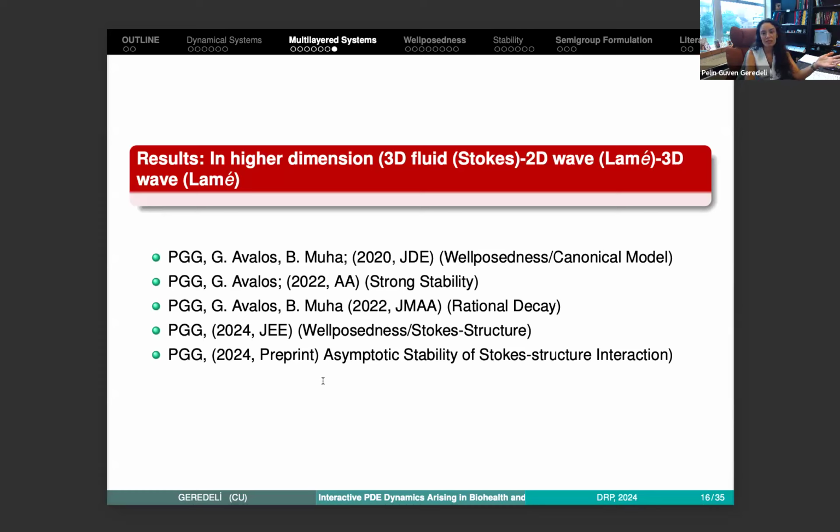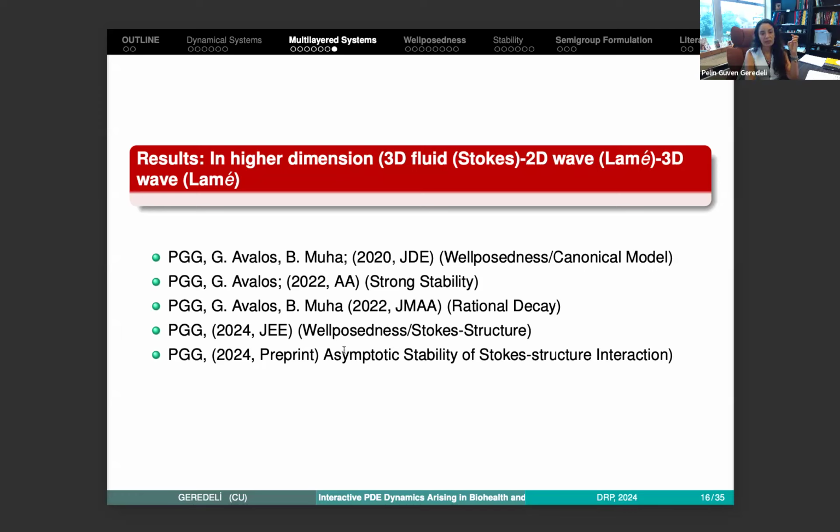And for this kind of models, we started to work on them in 2019. Then we proved this model is well-posed, so we followed the recipe to prove existence and uniqueness of the solution. And then we proved that the solution also satisfies the strong stability. If you remember, I gave some different definitions for the stabilities. We just improved this result, and later with my collaborators, George Avalos and Boris Muha, and also again with George Avalos, we proved rational decay rates. This is better than the strong stability.